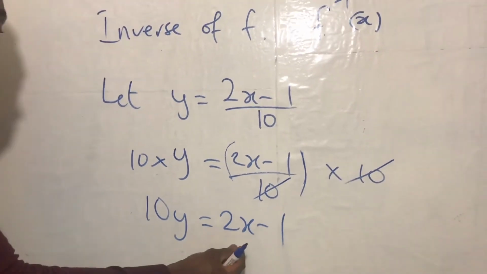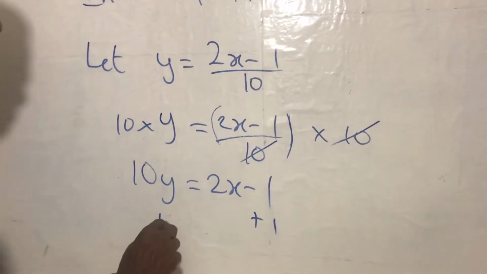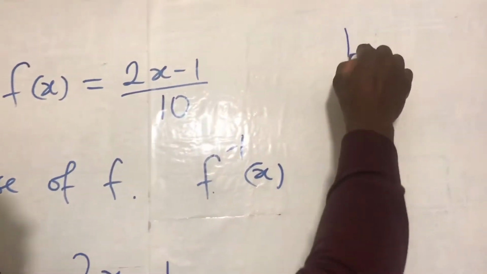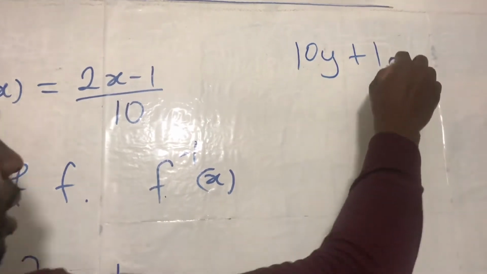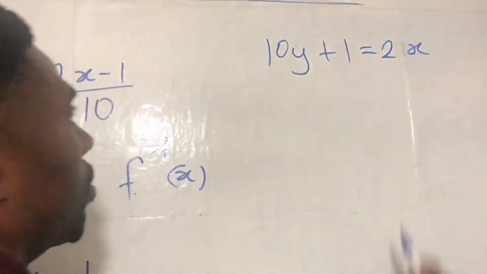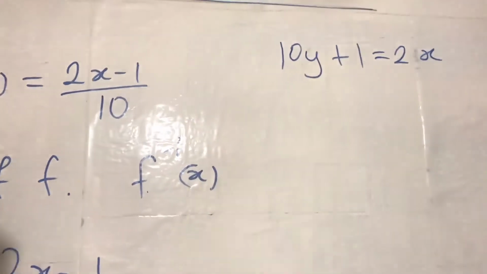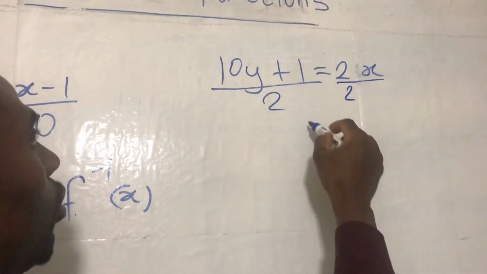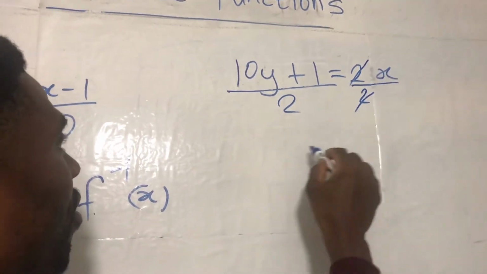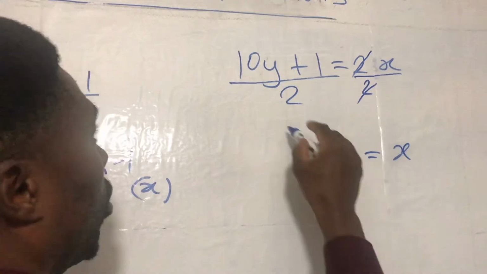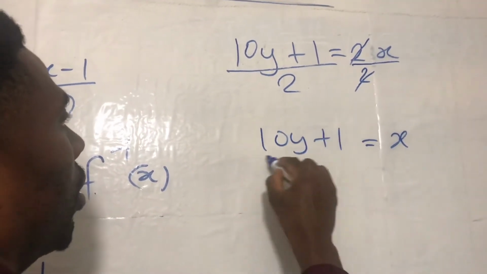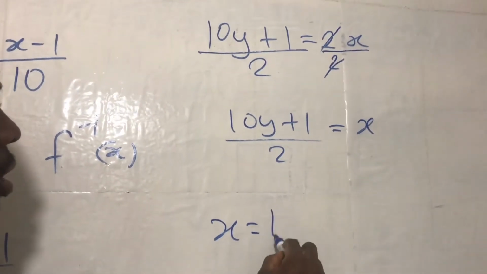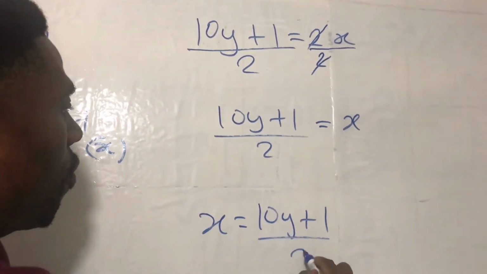Because we're trying to make x the subject, we add 1 to both sides. These will cancel each other out, so we're going to have 10y plus 1 equals 2x. And to make x the subject, we divide both sides by 2. So the whole of this divided by 2 and the whole of this divided by 2. These will cancel out and we'll be left with x equal to (10y plus 1) over 2. I like to write the x on the left hand side, so I have x equals (10y plus 1) over 2.